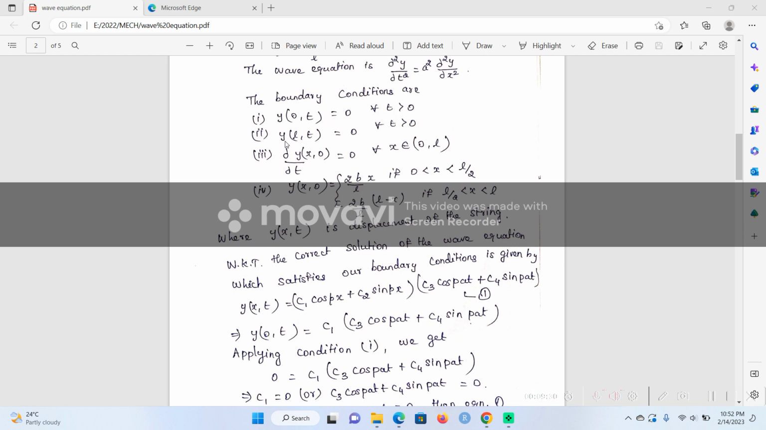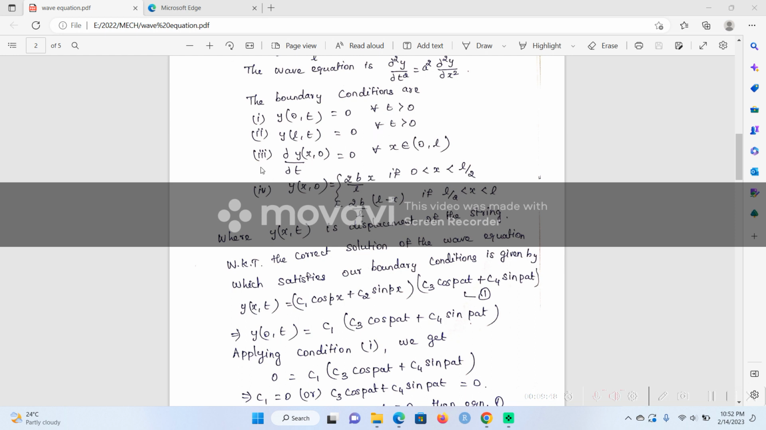Similarly at the next end, that is the last end, at the point x equal to L, the other end also has displacement 0, which is considered as y(L, t) equal to 0 at any time.